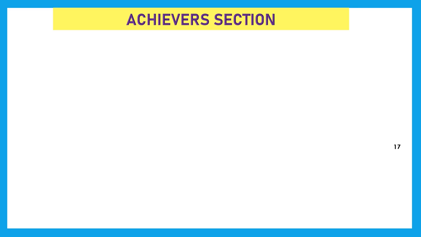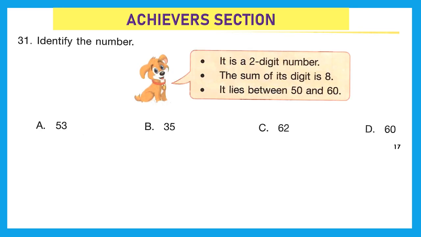Next section is Achiever section and it carries double marks. So you need to be extra cautious about it. Question 31. Identify the number. You are given some clues and then you have to guess the right number. It is a two-digit number, so definitely greater than 10. The sum of its digits is 8. That means when we add both the digits of that number, we will get the number 8.